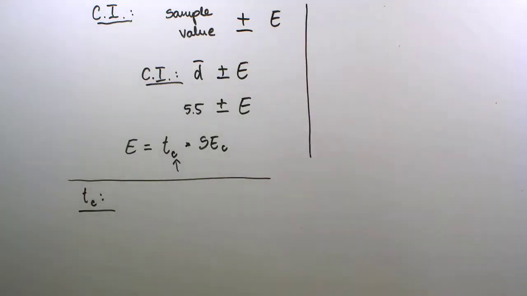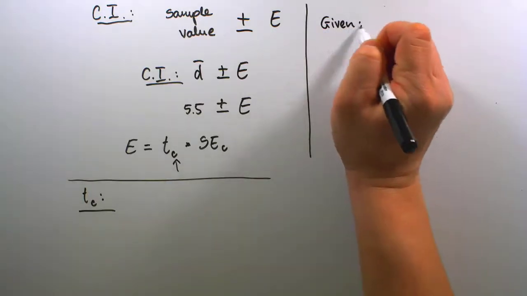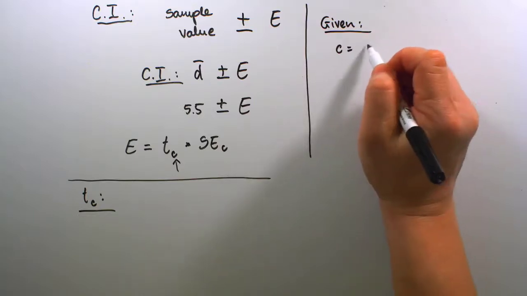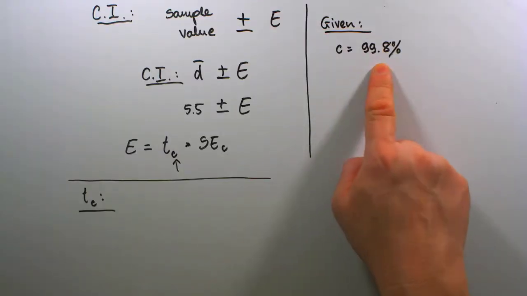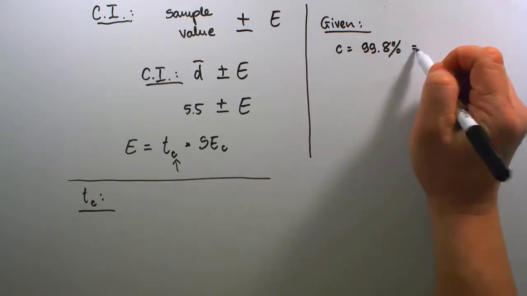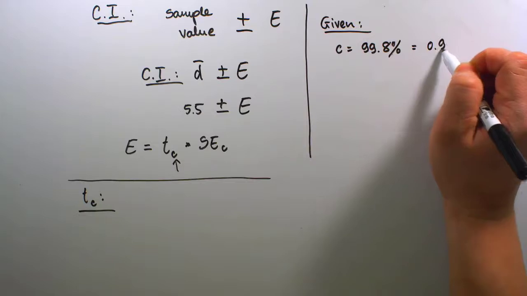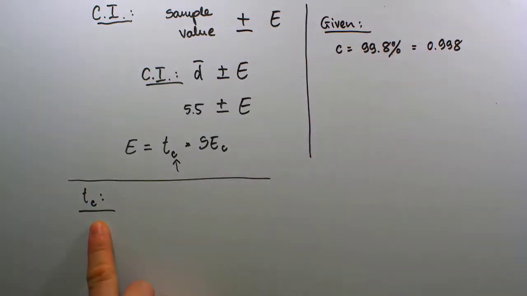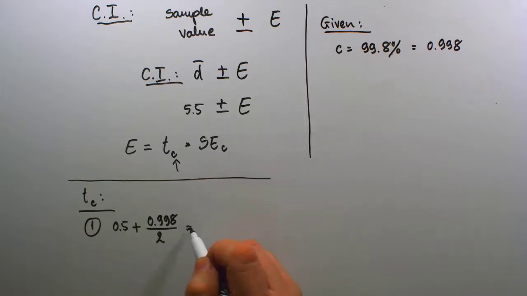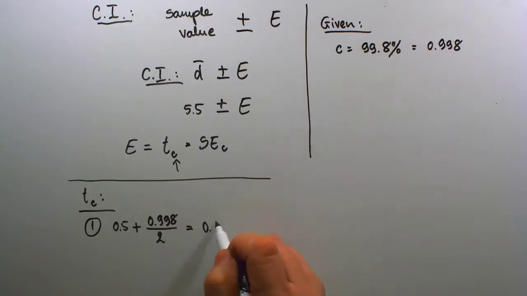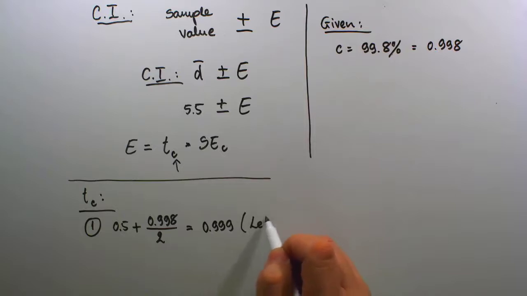First of all, recall that our confidence level is given to be c equals 99.8 as given from the question. In the question, find a 99.8 confidence interval. So that means our confidence level is 99.8. But to really use this in calculation, I am going to write that as 0.998. So the first step for calculating T sub c, we are going to go with 0.5 plus half of our confidence level. So 0.5 plus 0.998 over 2. My calculation came out to be 0.999, and we refer to this as some left area.